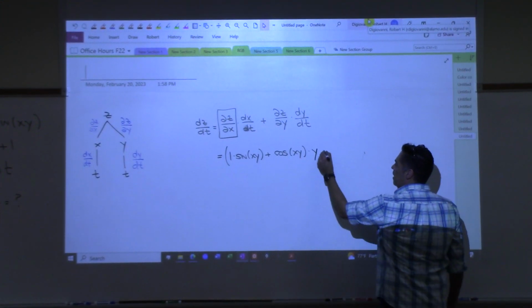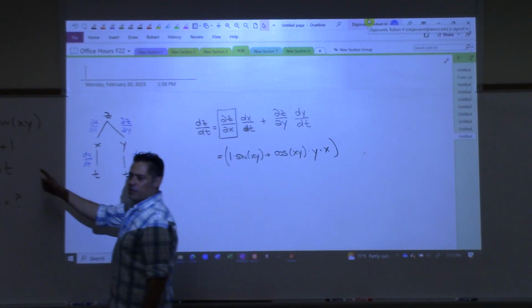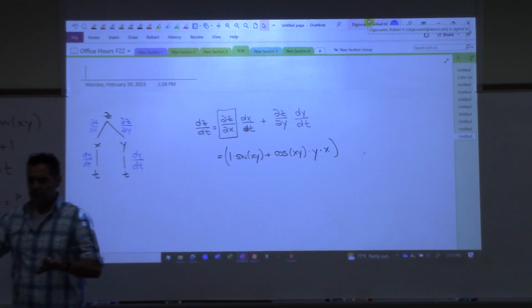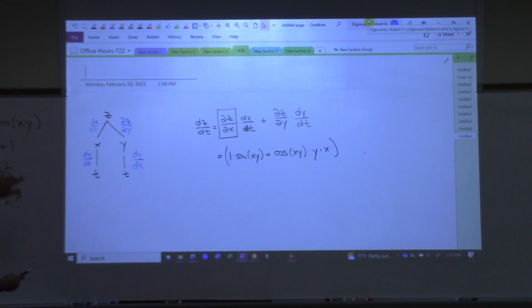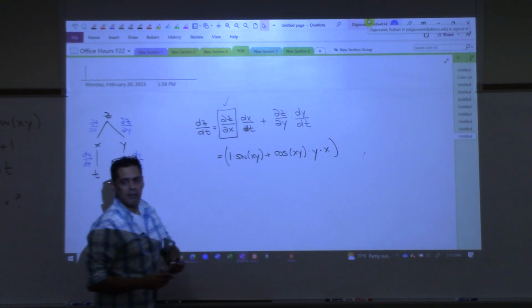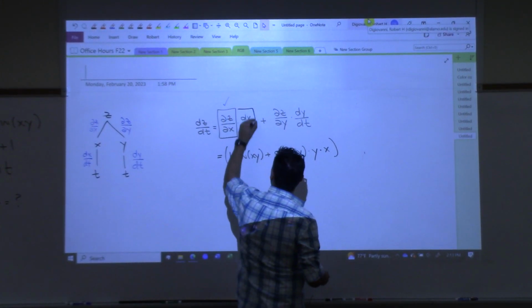And then do not forget to finish off the product rule. All of that was a product rule, so you have to go back and get that x from the product rule here. Any questions on that? We are done with that. Okay, times, so we're going to multiply that times this now.